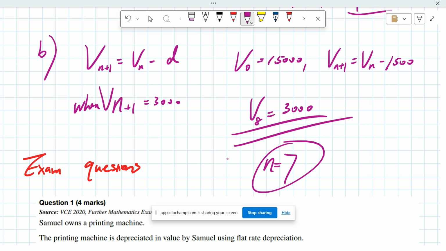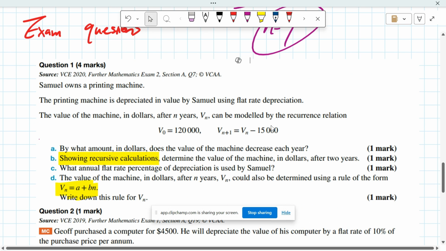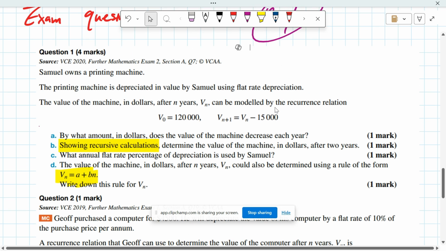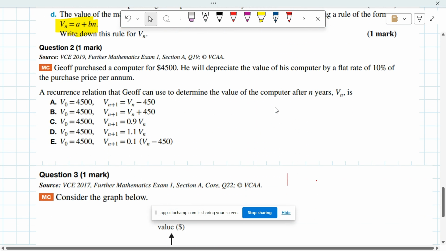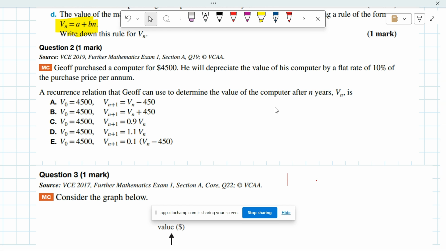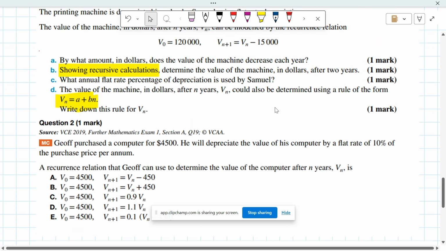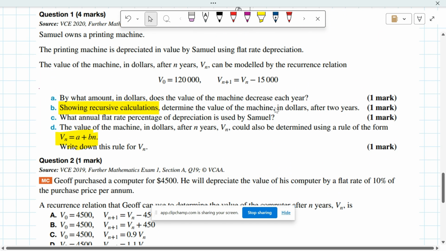Hopefully that kind of makes sense. Now what we do is we go into the exam questions. The first question is pretty similar to the first examples. Let's do one question, and then questions 2 and 3 you guys can figure out yourselves. So question A: the value of a machine in dollars decreases each year.